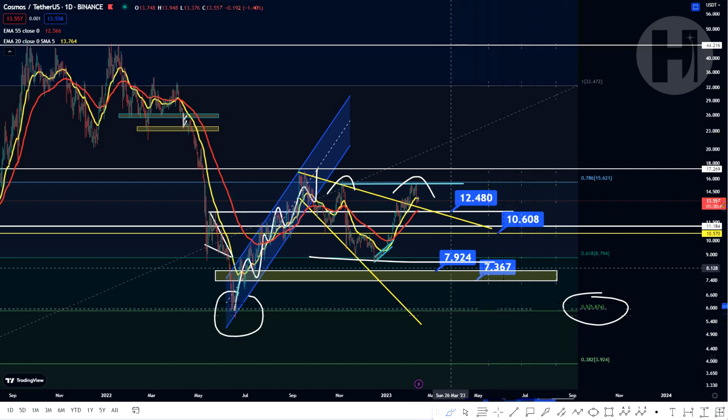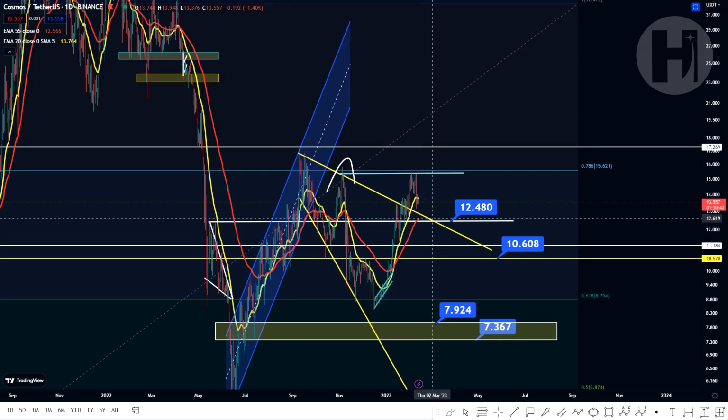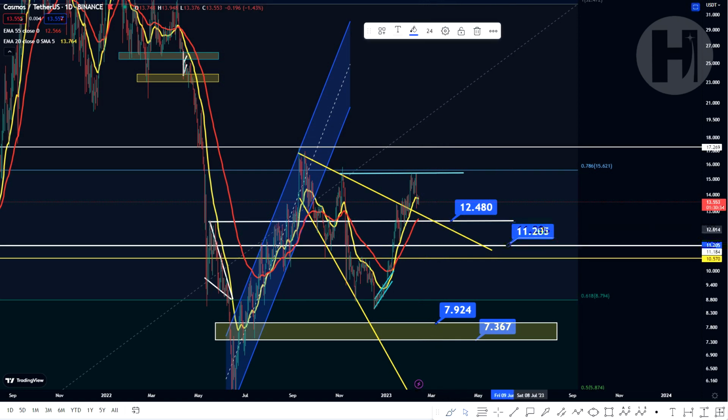So hopefully we managed to hold these upper support levels. Hopefully we managed to hold the 55 EMA on the daily chart. If not, we could be going lower, and in that case, for anyone looking to buy, that's good news, obviously. $11.20, good buying level. Below that, we have $10.61.